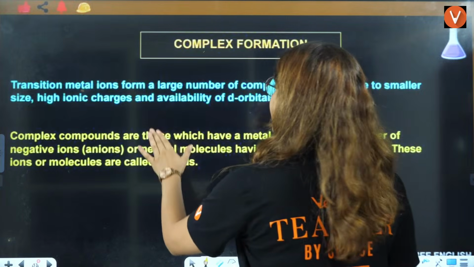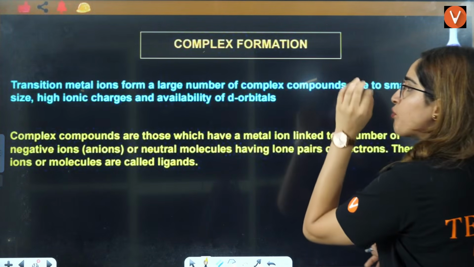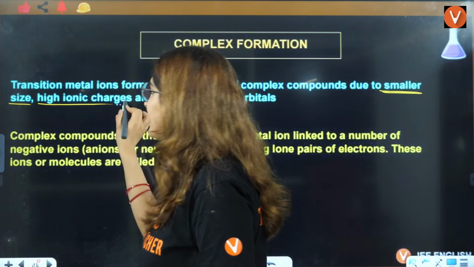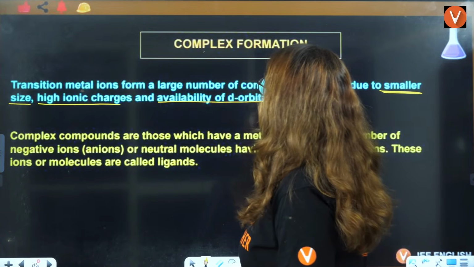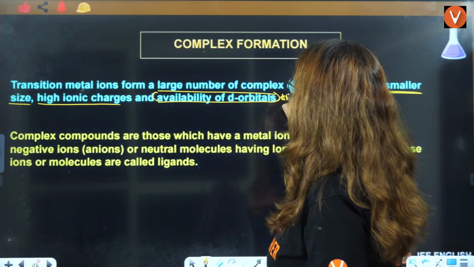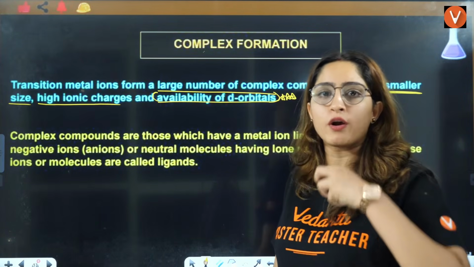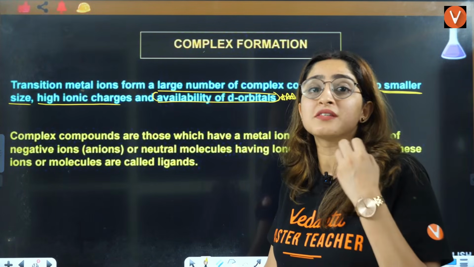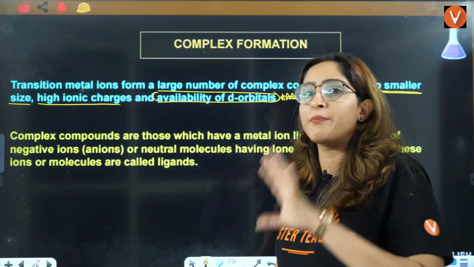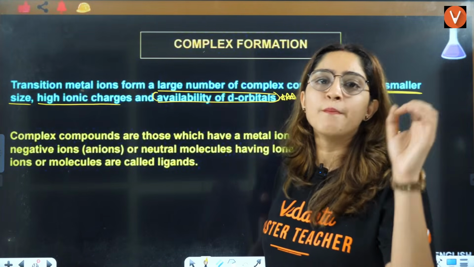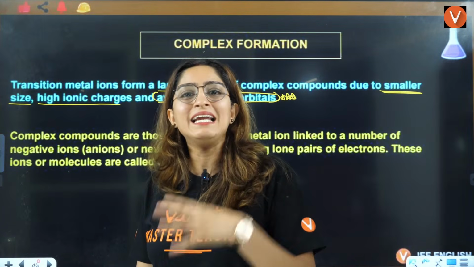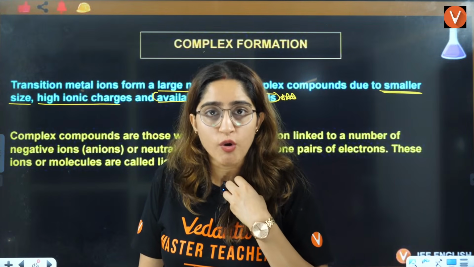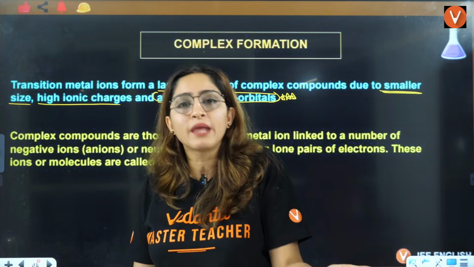Transition metal ions form a large number of complex compounds. What is the reason? Because of their smaller size, high ionic charge, and availability of d orbitals. That is the best part, that they have d orbitals in which they can accept electrons from the ligands. In coordination chemistry, we are going to talk about metals and ligands. Metals are electron acceptors and ligands are electron donors. So ligands will donate electrons to the metal, and for that, the metal should have something empty here.